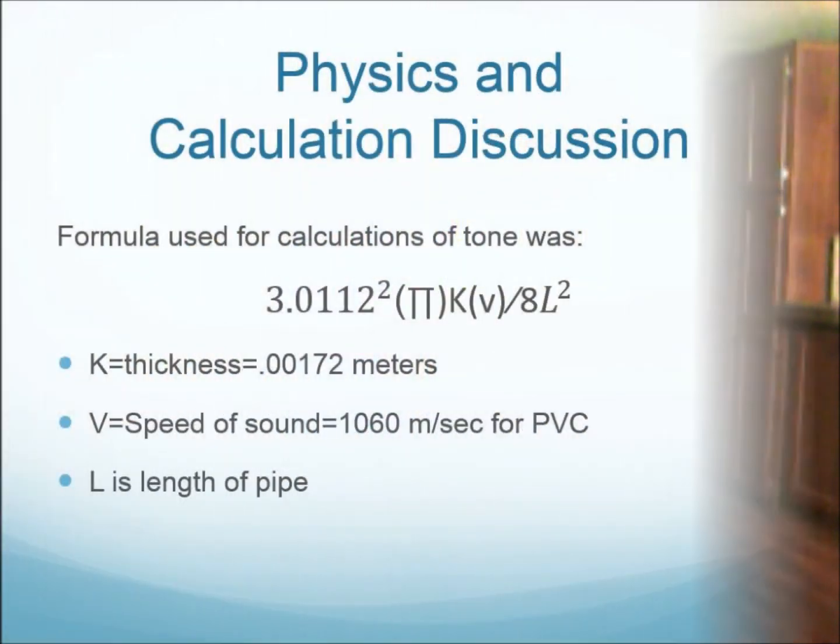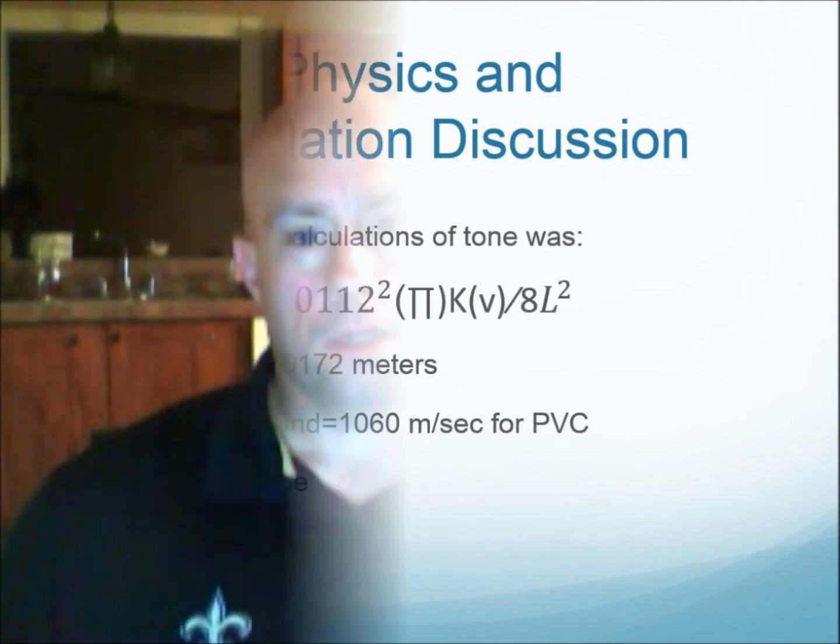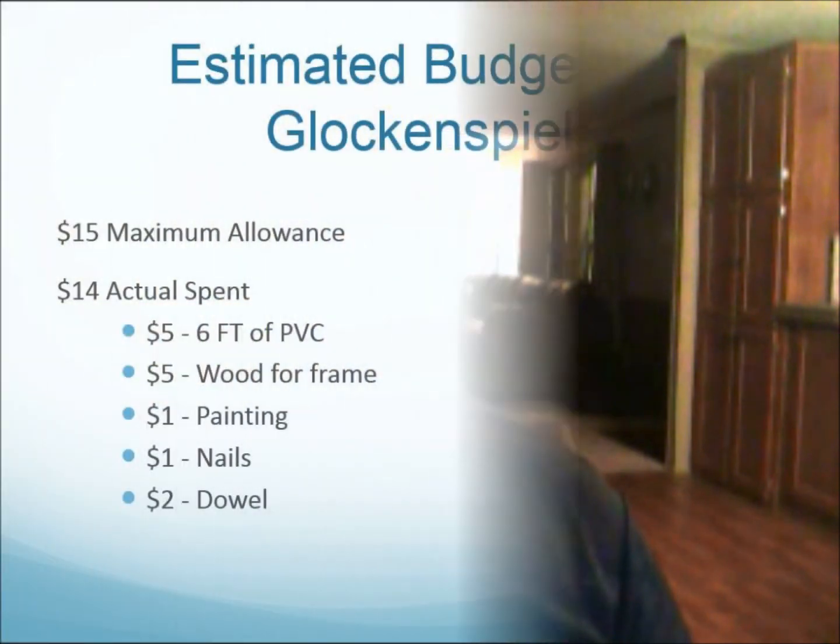The formula I used was 3.0112 squared times pi times thickness times the speed of sound in the material divided by 8 times its length squared. The thickness was 0.00172 meters. The speed of sound in PVC was 1060 meters per second. And the length of the pipe was determined using those calculations. My glockenspiel will come in well under the $15 maximum budget, as you can see by the next slide.